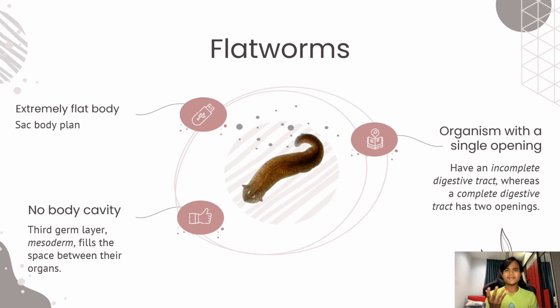So, what is a flatworm? A flatworm is an organism with a single opening. It is called so because it has an incomplete digestive tract, whereas a complete digestive tract has two openings. It has an extremely flat body, called the sac body plan. Flatworms have no body cavity, but instead, the third germ layer, called mesoderm, fills the space between their organs.